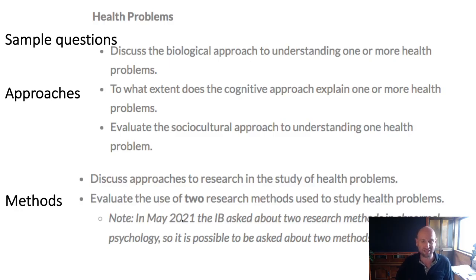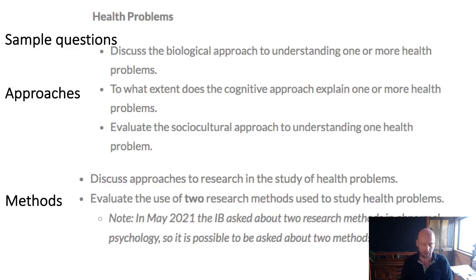In the most recent exams, they asked a question in Abnormal Psychology, paper 2, about the etiologies about 2 research methods. Now that sets a very important precedent that you might be asked about 2 research methods to use to study health problems. Another exam tip: different types of experiments are not different types of research methods according to the IB. So a true experiment and a quasi-experiment, that's one method, experiments.